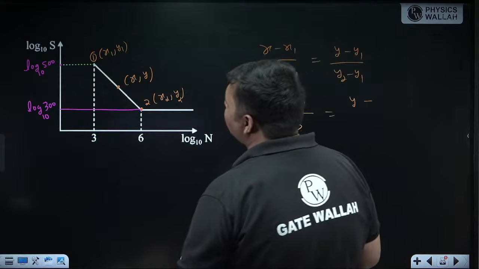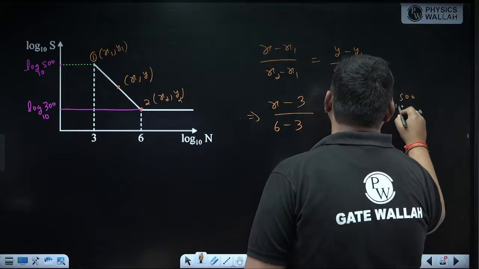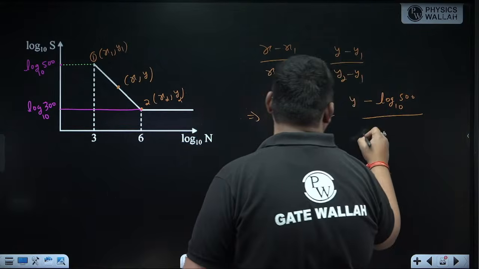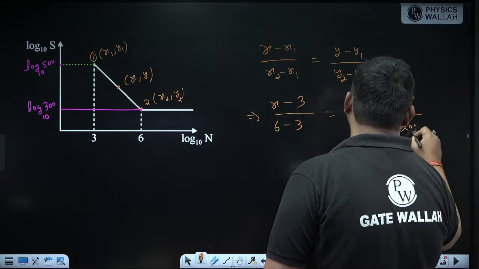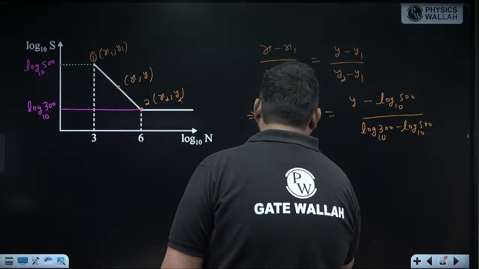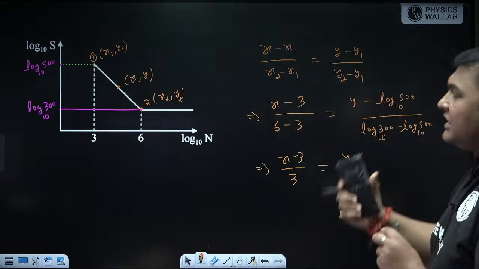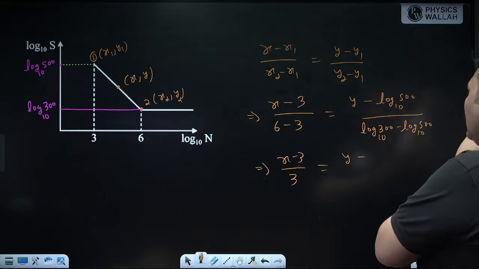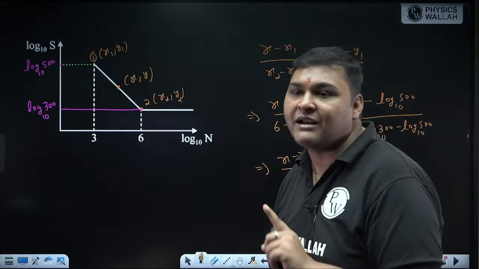y1 is the y coordinate of point 1, which is log 500 of base 10, and y2, the y coordinate of point 2, is log 300 of base 10, minus y1 is log 500. So x minus 3 upon 6 minus 3 is equal to y minus. But here my suggestion is, whenever you are doing calculation, always do calculation up to 4 to 5 decimal places. This I discussed in the class also.